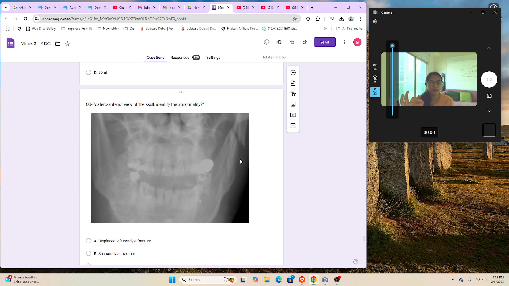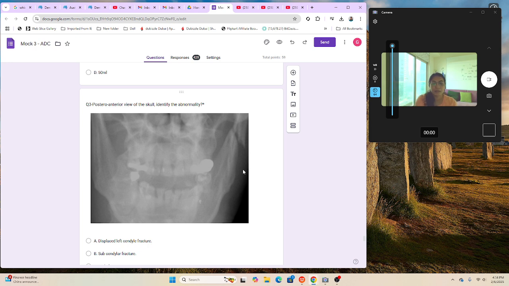Now, definitely this is an unfavorable fracture. It's a displaced one. You can see the bones are not together from this aspect. So yes, it is displaced, it is oblique. Now, would I classify this as condylar or subcondylar? Think. The answer is subcondylar fracture.